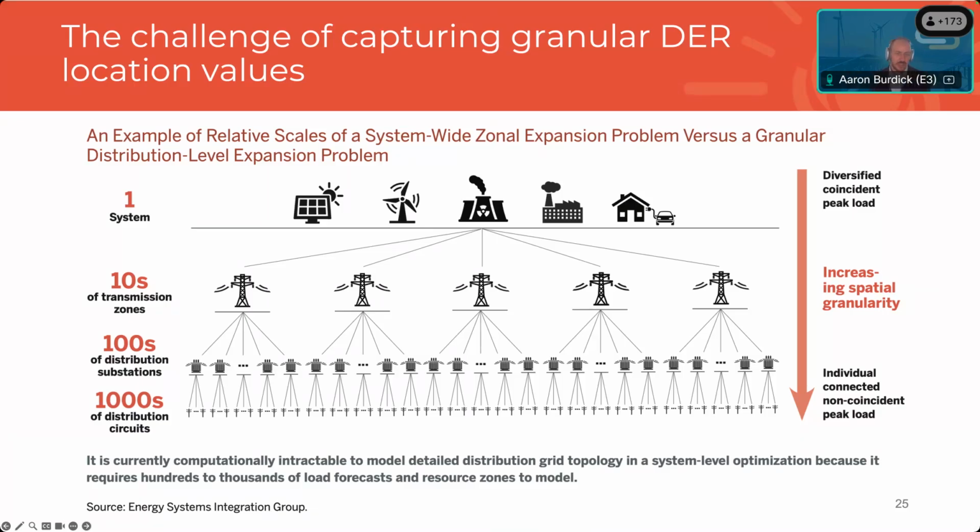If we were to try to expand that all the way down to the distribution system, you'd be talking about hundreds or potentially thousands of individual load to resource balances that you would need to capture that full detail. And we find that for most systems, this is going to be computationally intractable.